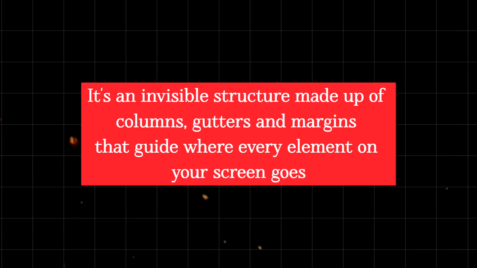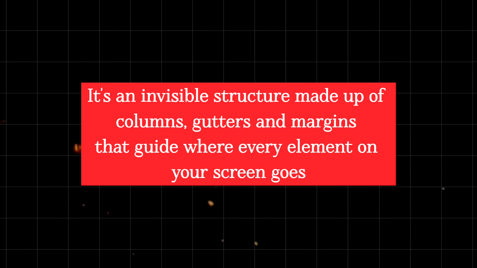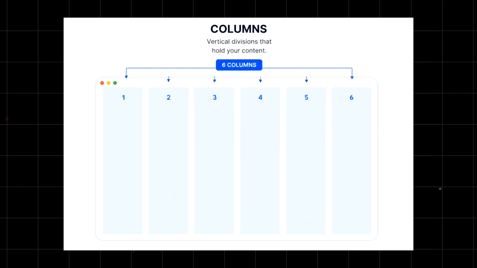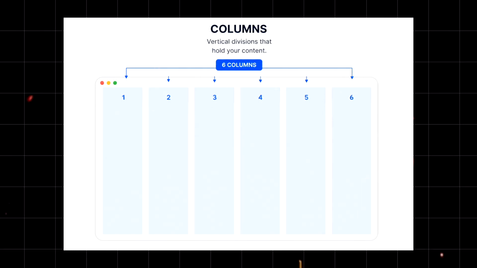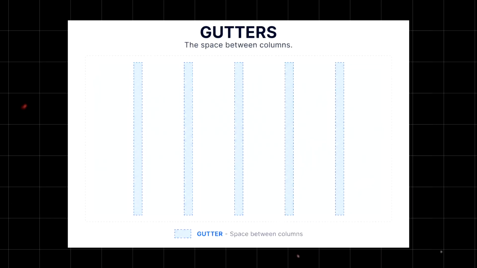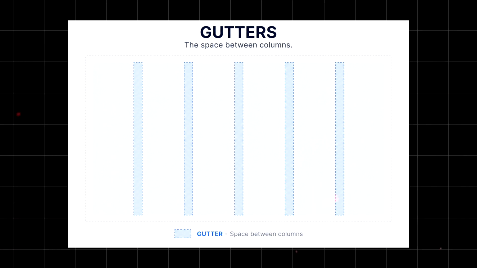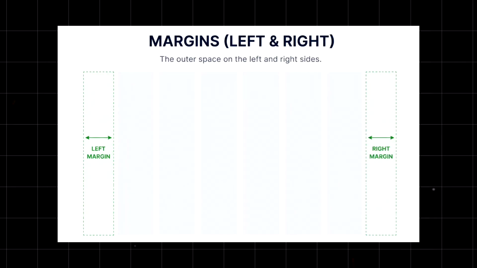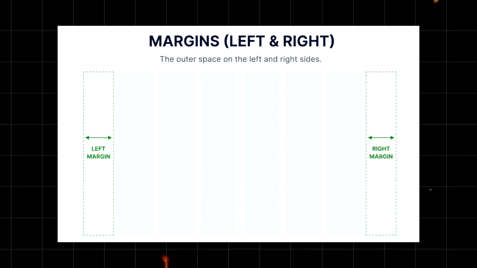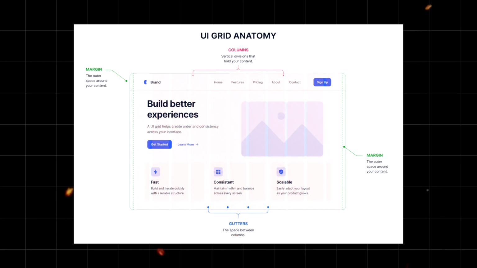It's an invisible structure made up of columns, gutters, and margins that guides where every element on your screen goes. Let's break down these three parts. First is columns. These are the vertical sections where content and elements actually live. Most of your design real estate sits here. Next is the gutter. This is the empty space between the columns. It's what visually separates one piece of content from another. Third is margins. These are the outer edges of your screen, the left and right space where the content should never live. So once you understand these three building blocks, everything else about grids becomes way simpler to understand.